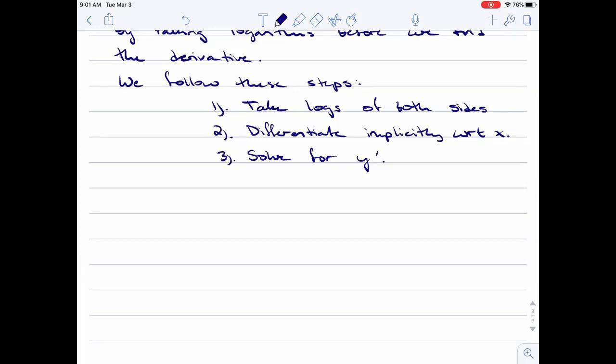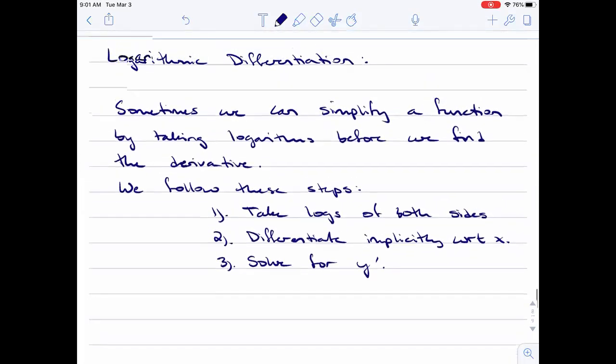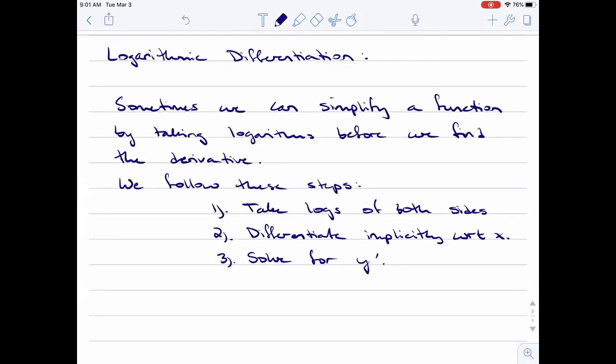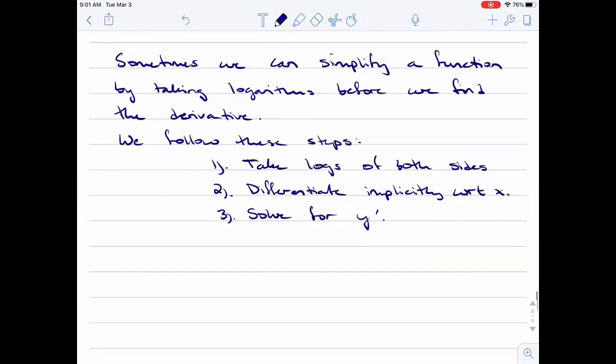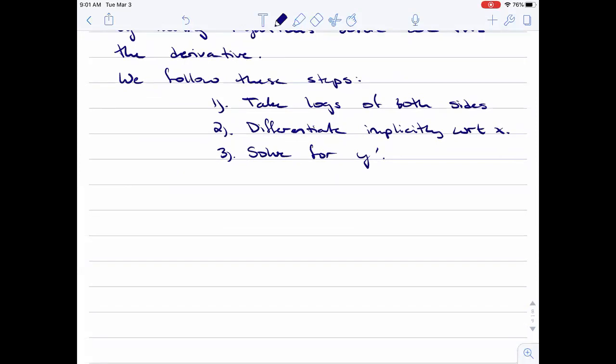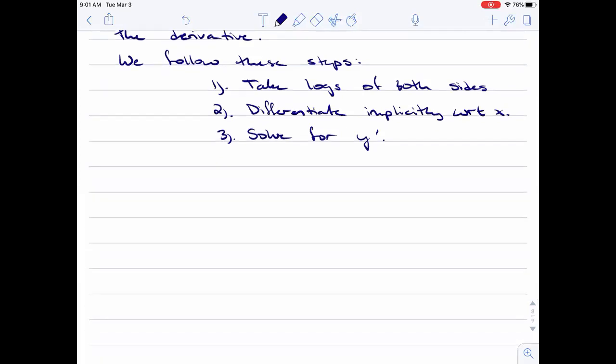One thing is that we shouldn't abuse logarithmic differentiation, right? We should have a big function that involves, for example, both the product rule and the quotient rule, and it just becomes kind of out of hand, then logarithmic differentiation might be appropriate. And we'll talk about some rules for when to use it and when not to use it. It'll always work, but sometimes it's not really what we want.